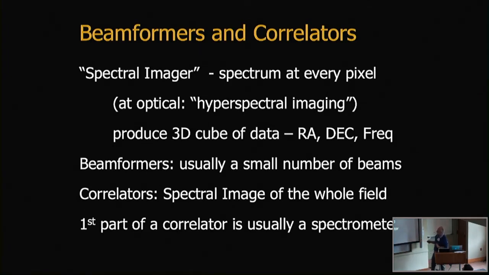In optical, people call it hyperspectral imaging. I kind of like that. We should switch. Instead of saying we're building a correlator, I think we should say we're building a hyperspectral imager. It sounds cool.